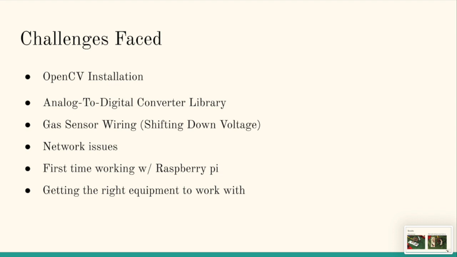Another thing was getting the right equipment for everything to work. Like I said, it was our first time using a Raspberry Pi, so we had to get an SD card, then we needed an Ethernet cable. We needed some wires that we were missing to make the gas sensor wire up properly. But that being said, everything was good after that.